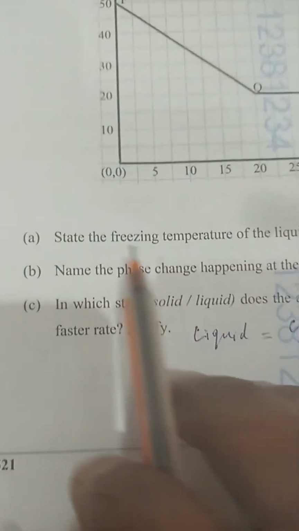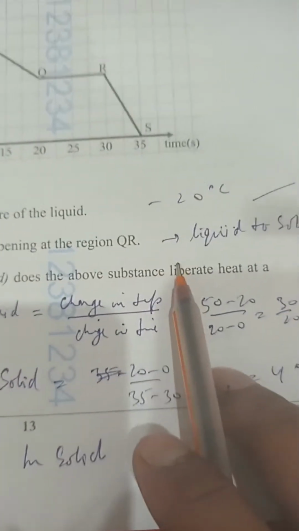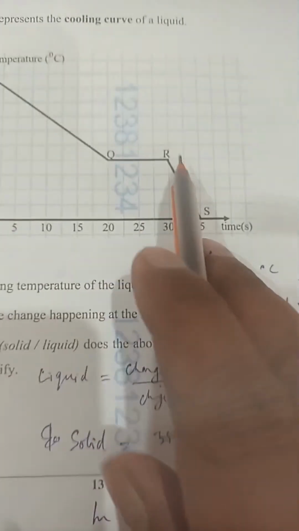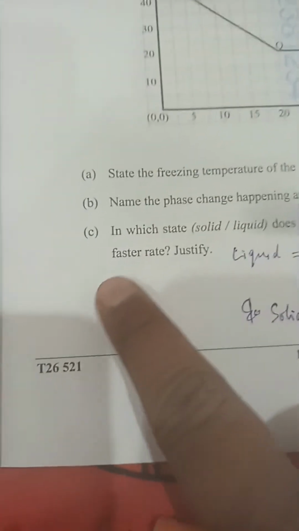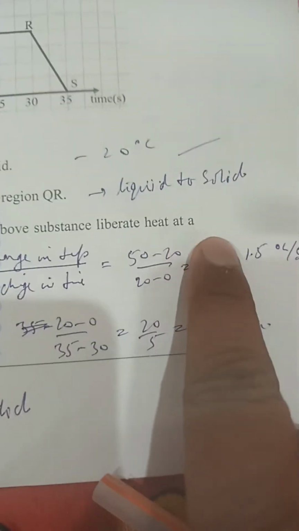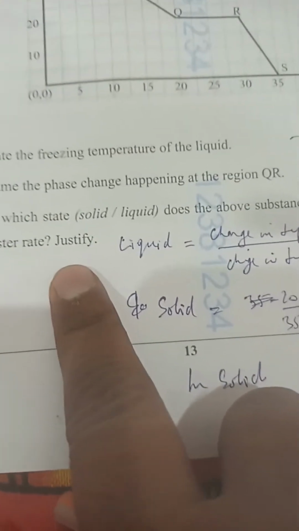Then name the phase change happening in the region QR. So in QR, the phase changes from liquid to solid. It is changing from liquid to solid. Then the next one is, in which state, solid or liquid, does the above substance liberate heat at a faster rate?